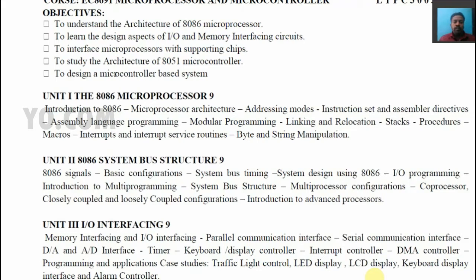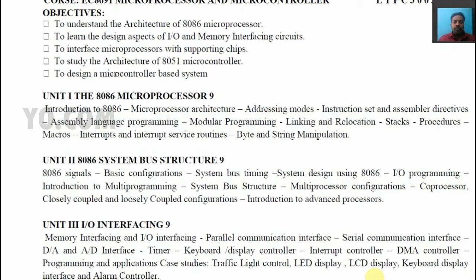That means architecture, addressing mode. Addressing mode means how the microprocessor identifies the data that is stored in memory. Okay, then instructions. Instruction means the language. Then directives, then assembly language programming, then modular programming. So the base is completely what we are going to study in unit 1.